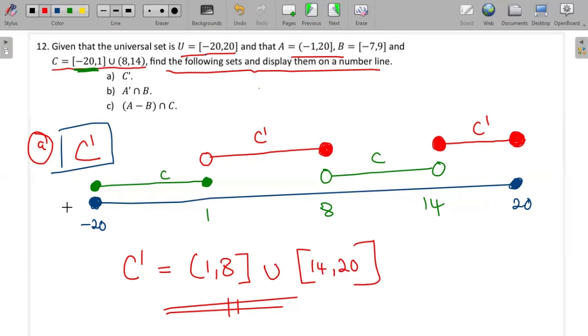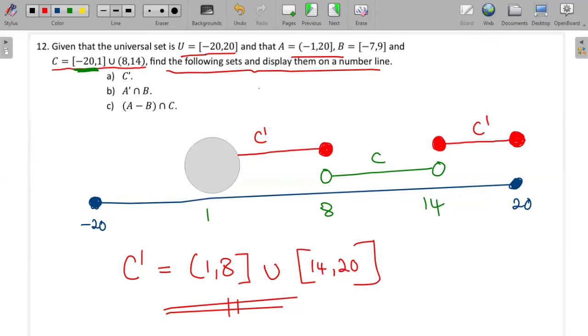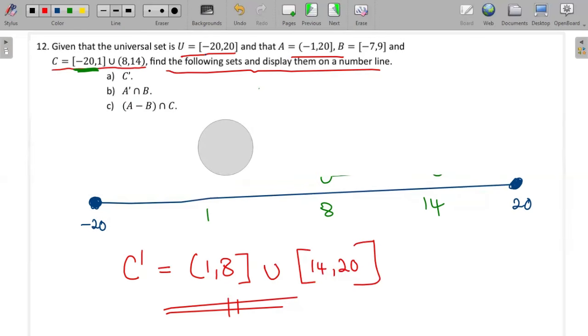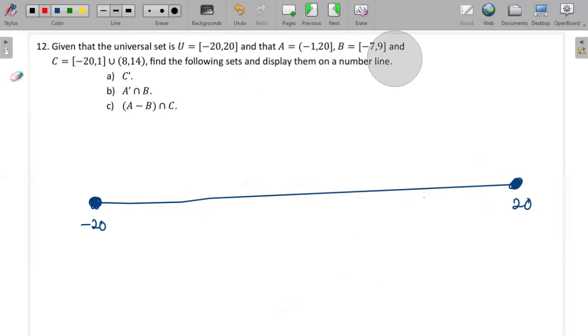All right, so if there are no questions, let's look at B. Maintain the universal set there. I'll just erase the other part. So the universal set is there, and now we're trying to find A complement intersection B. So we just have to plot A complement and see where it overlaps with B.